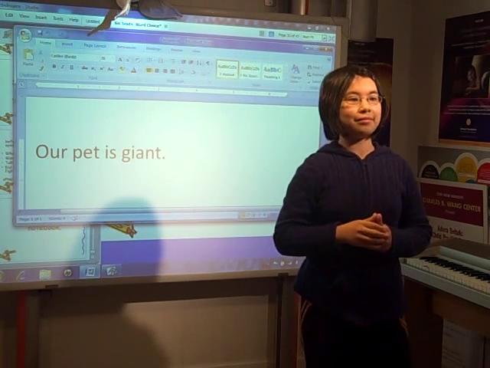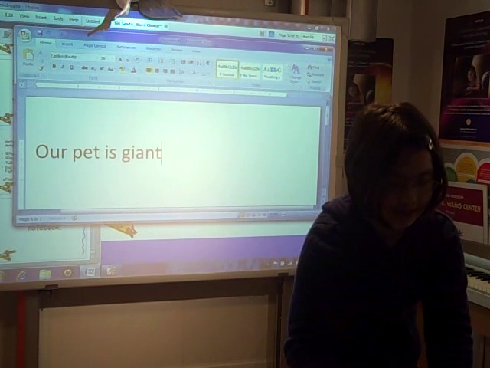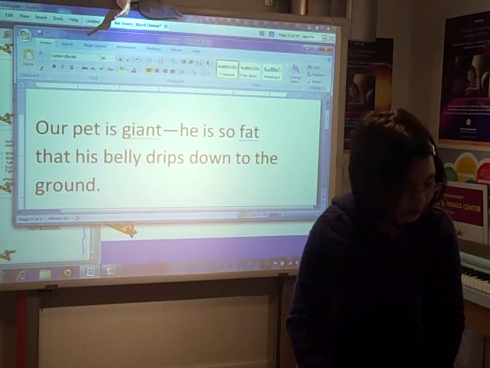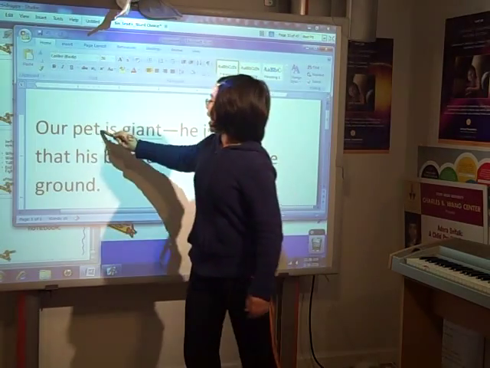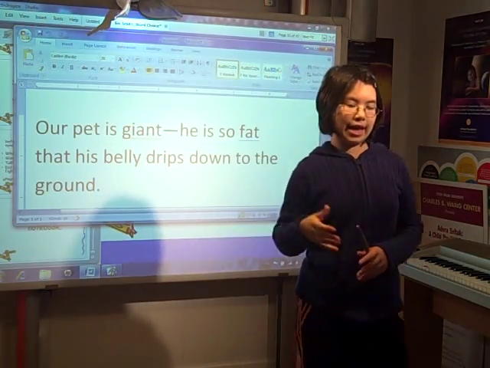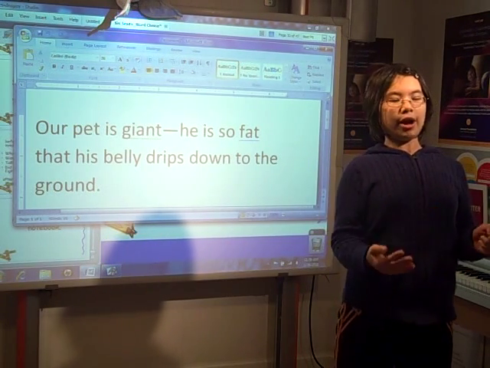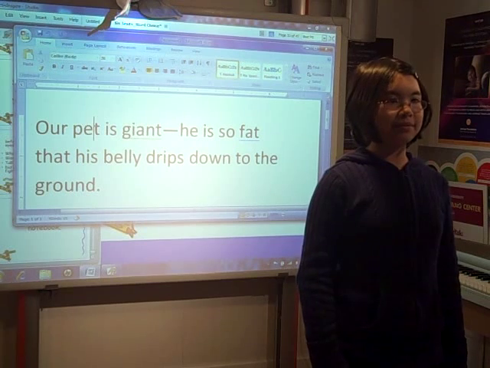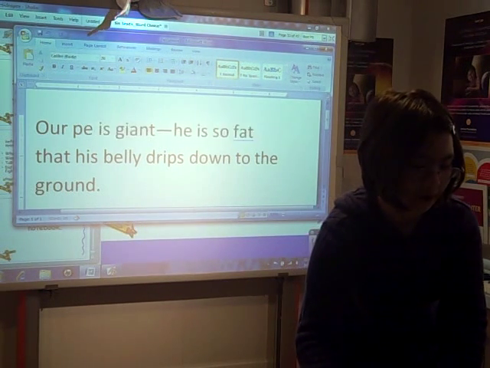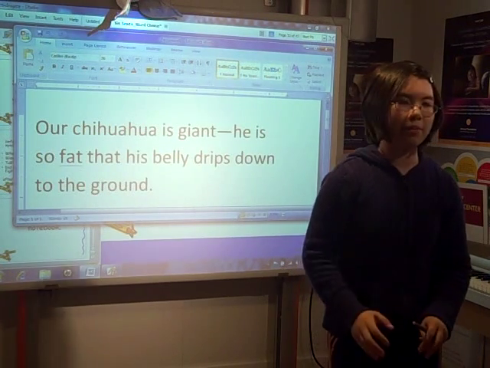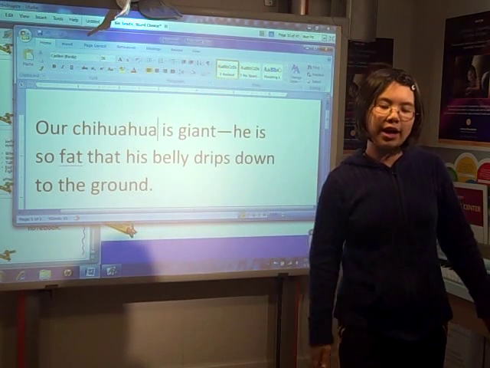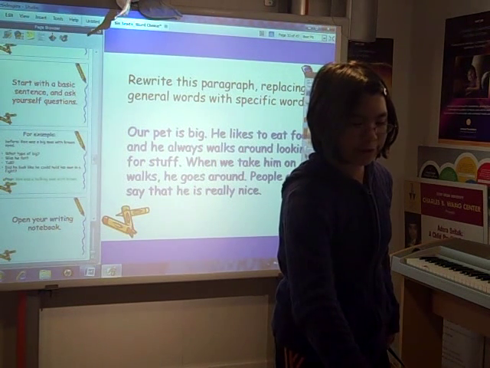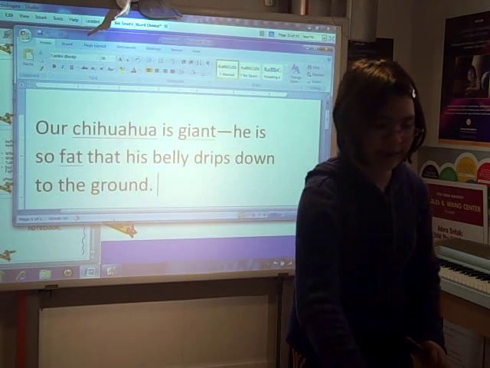Giant. About our pet. What kind of pet is it? Is it a guinea pig, a chihuahua, a zebra, a giraffe, a tiger? What kind of pet is it? A chihuahua. It's our chihuahua. Okay. So this is a very special chihuahua then. Most chihuahuas are really small, so this is a giant chihuahua. He is so fat that his belly drips down to the ground. So already we've gotten a little more specific. He likes to eat food and he always walks around looking for stuff. How can we make that more specific?